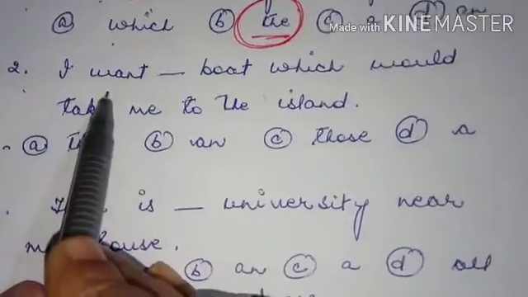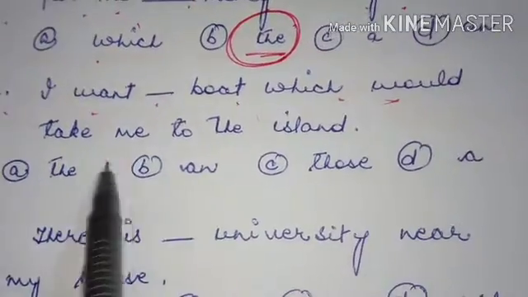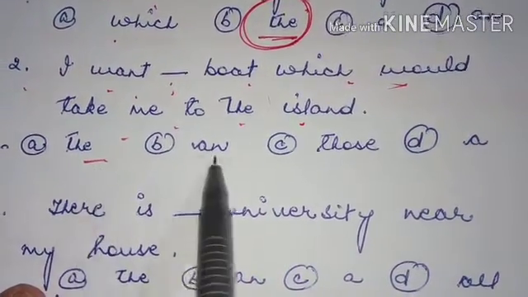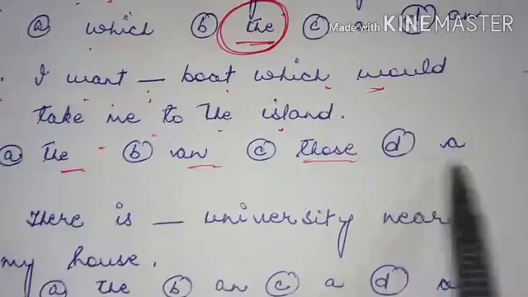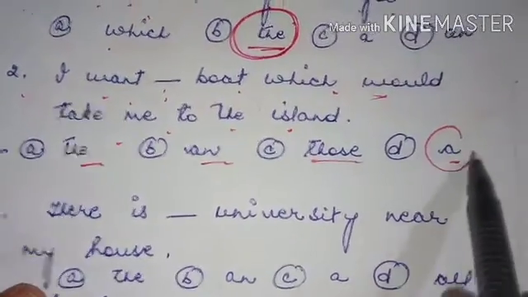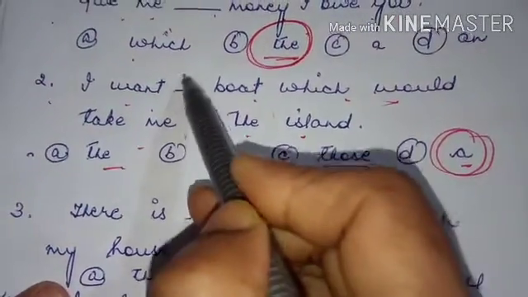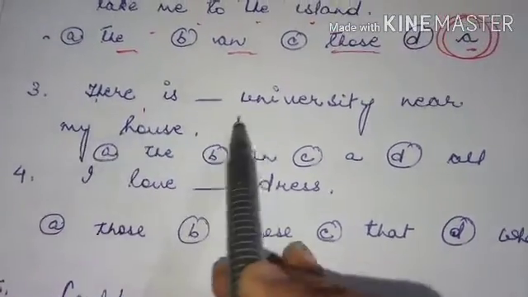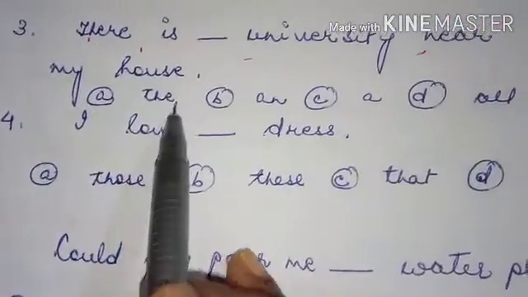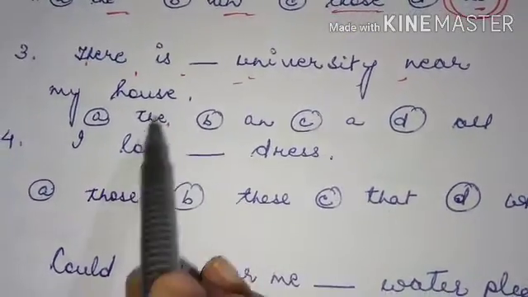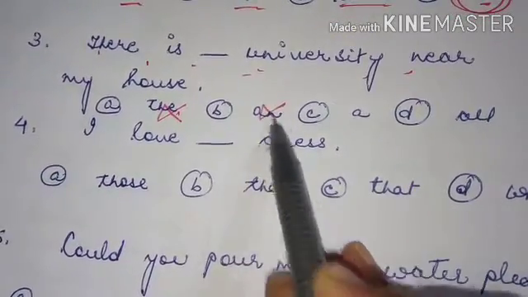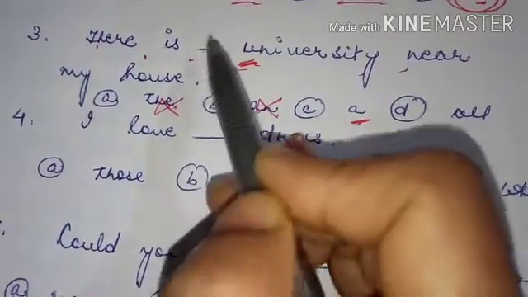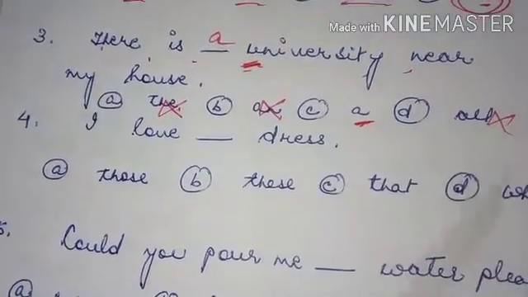Number 2, I want dash boat which would take me to the island. I want the boat, those boat, or a boat. So we all know it should be a boat. So the right answer is a boat. Number 3, there is dash university near my house. There is the university. It is not going to be the right one, nor an, because it is not a vowel sound, and a will be the right answer, obviously not all.